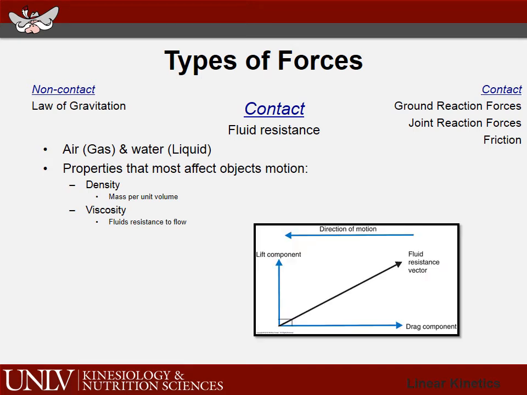Now, there are going to be two components that we take from fluid resistance as it deals with human motion. The first is going to be a drag component. It's going to be parallel to the direction of motion, in the opposite direction. So this is a component that is causing you to slow down, or not necessarily causing you to slow down, but tending to cause you to slow down, right? So its attempt is to make you slow down.